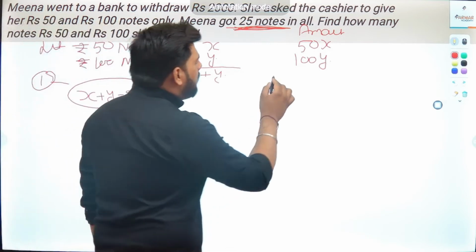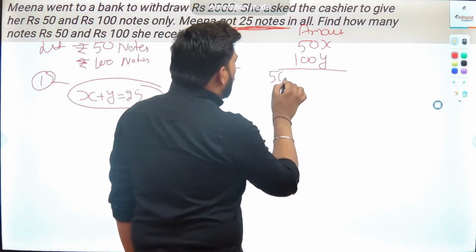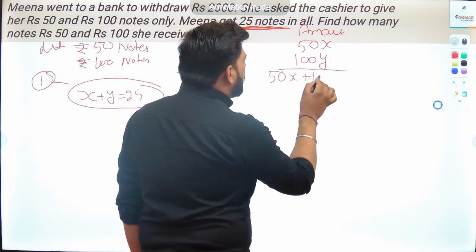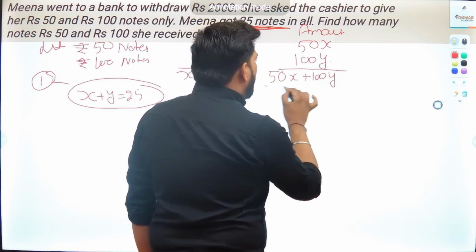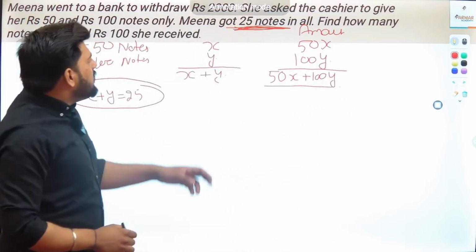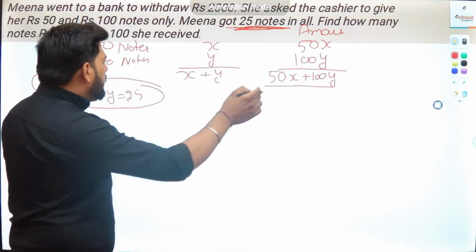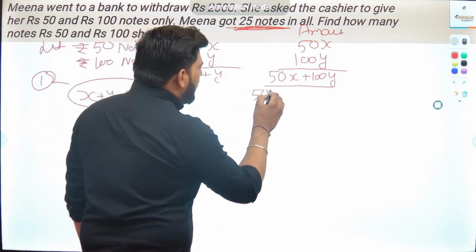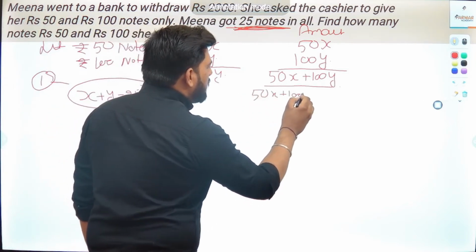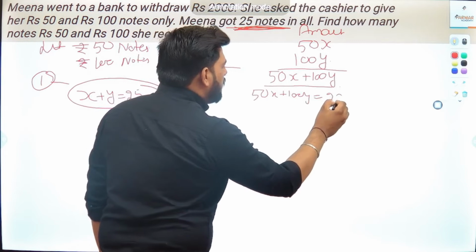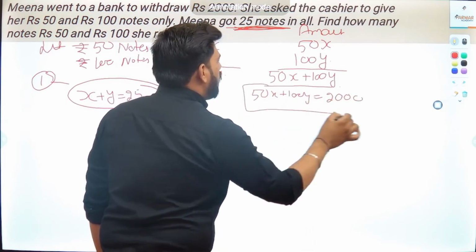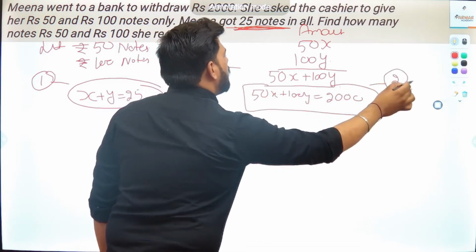Now look at the amount. The amount Meena got is 50X plus 100Y. But according to the question, she got 2000 rupees. So that means 50X plus 100Y is equal to 2000. This is equation number 2.